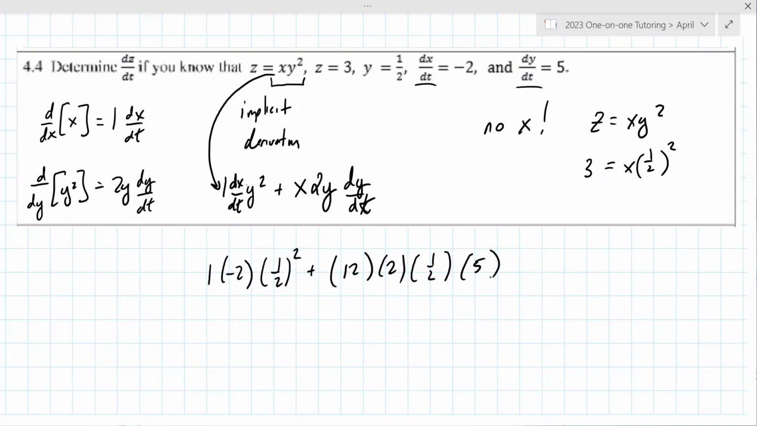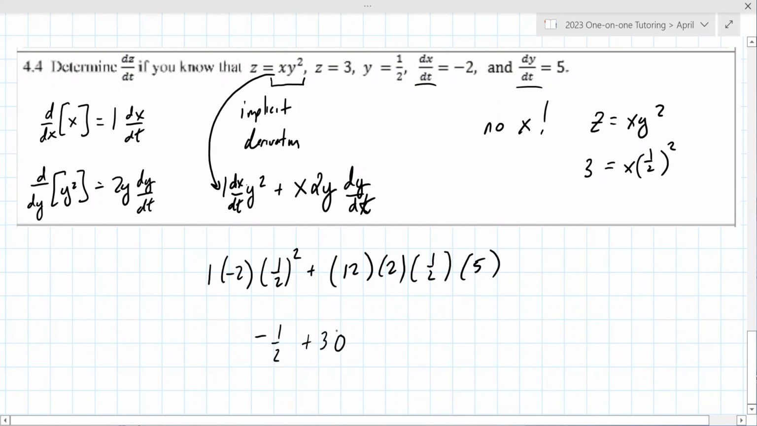And then to solve, you're just combining like terms here. So this is -2 times 1/4, so that's -1/2. You got 24 half, that's 6 plus 30, and you can add those up to get your final answer.